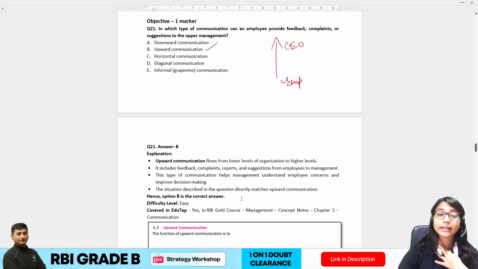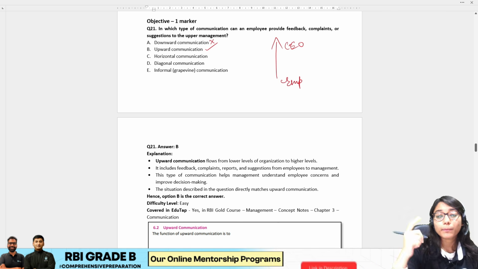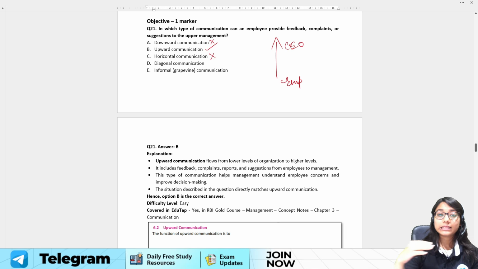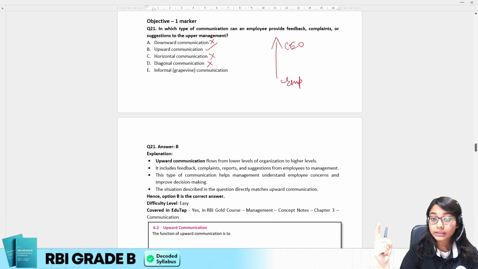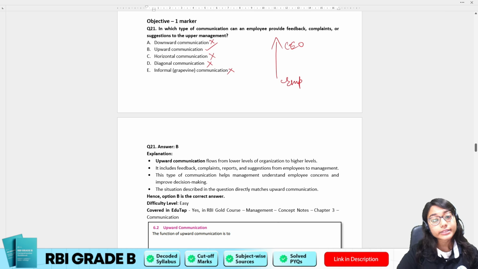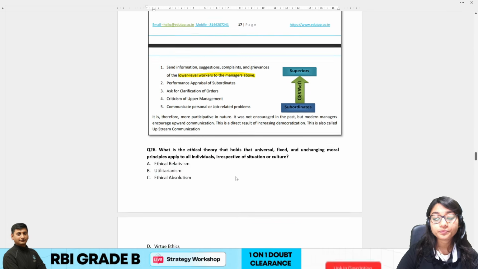The other options are incorrect, obviously. It's very simple to understand. Downward is supposed to be the opposite, so it's incorrect. Horizontal is when you're talking at the same level, so not the case. Diagonal is when you're crossing the hierarchy, not the case. And informal communication is when you're talking with your friends, again, not the case. Therefore, answer is option B, upward communication.